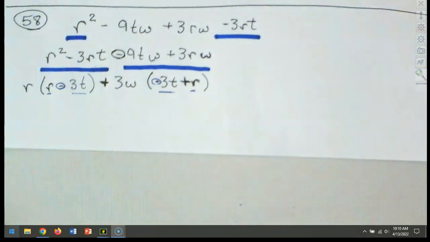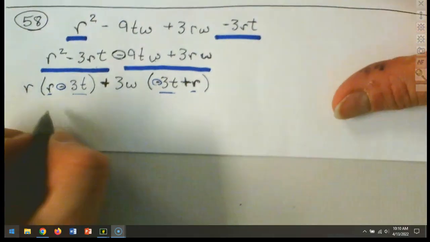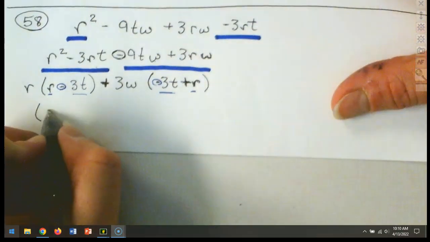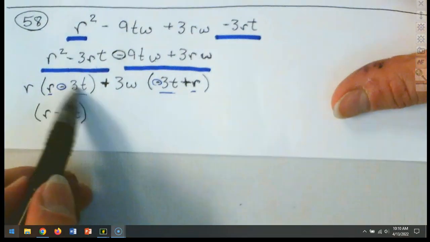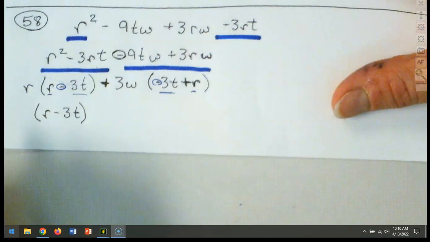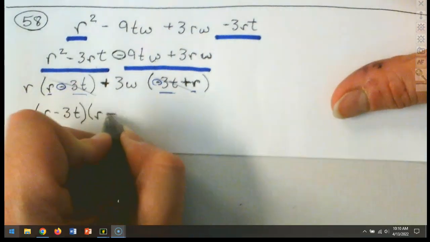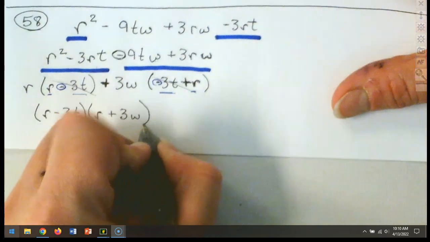So since those are the same, then what can come out? What can come out is an r minus 3t. They are the same. Gone and gone now. And what's left over? R plus what? 3w.